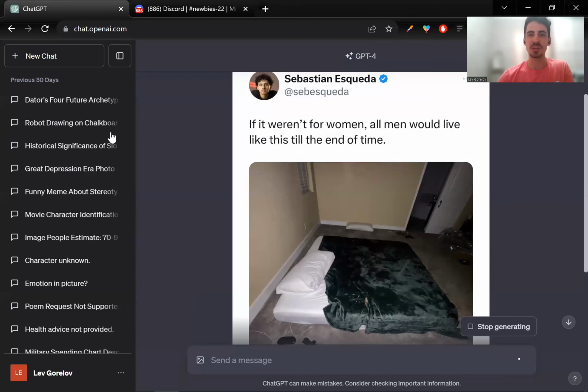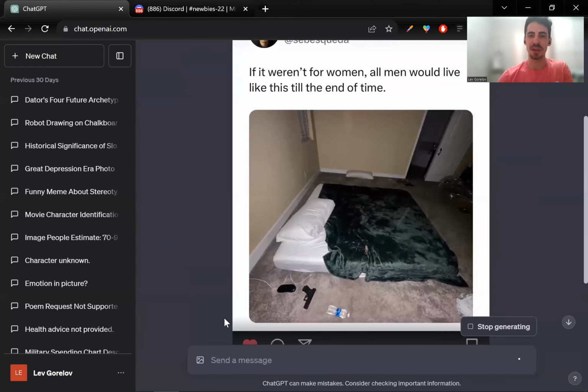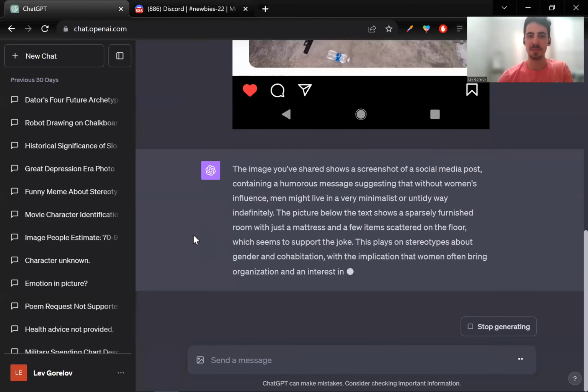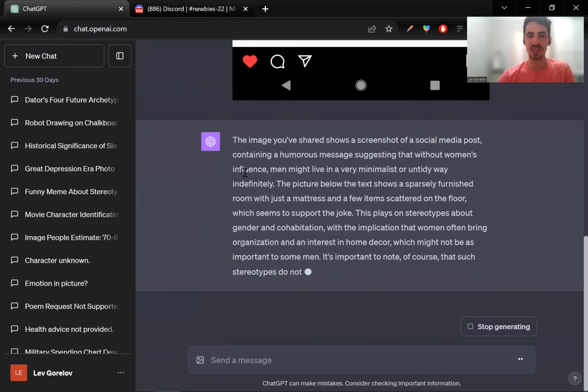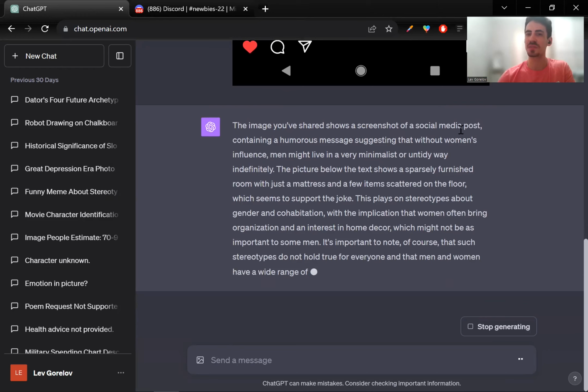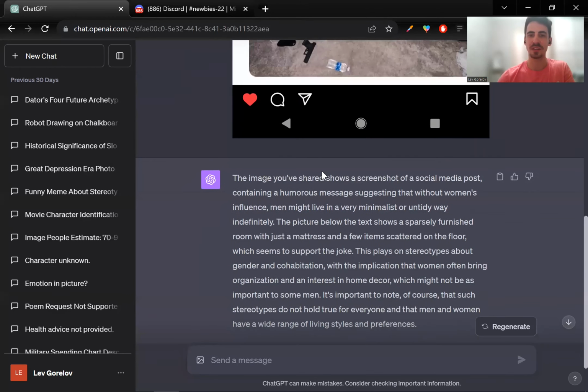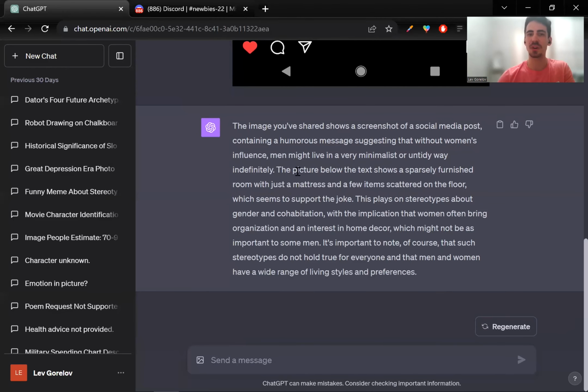So the joke is, if it weren't for women, all men would live like this till the end of time. And it's just a bed with a gun and a bottle of water next to it. And let's see what it interprets out of it. So it says, the image you've shared shows a screenshot of a social media post, correct, containing a humorous message suggesting that if not for women's influence, men might live in a very minimalistic and untidy way.